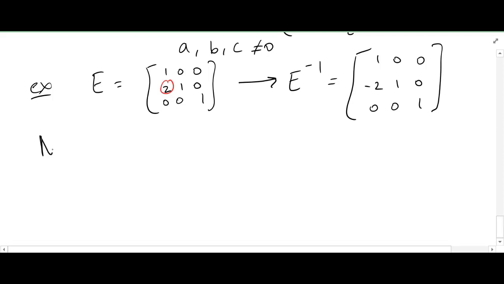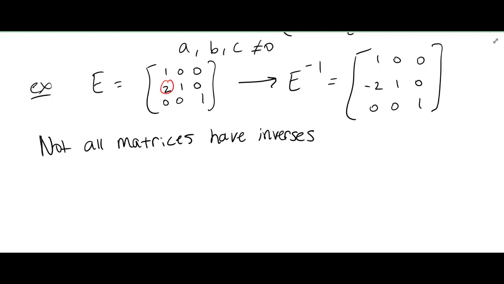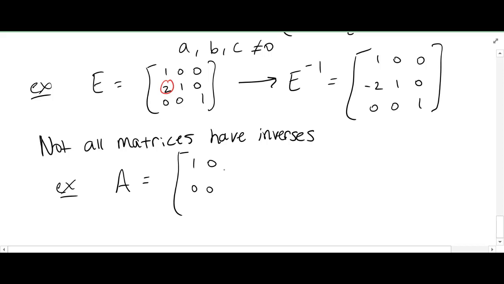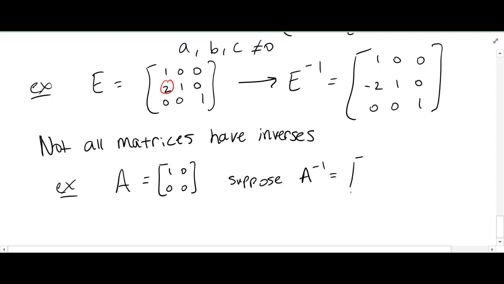So an important thing is that not all matrices have inverses. Just like how in calculus, not all functions have inverse functions. Same thing here, not all matrices have inverse matrices. So for example, the matrix A, let's say this matrix. Why does this matrix not have an inverse? Well, suppose A inverse is the matrix A, B, C, D.